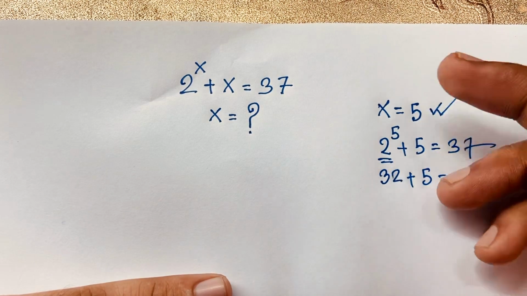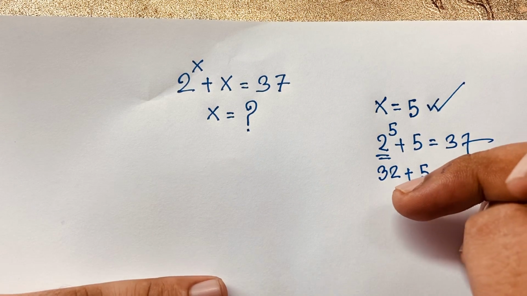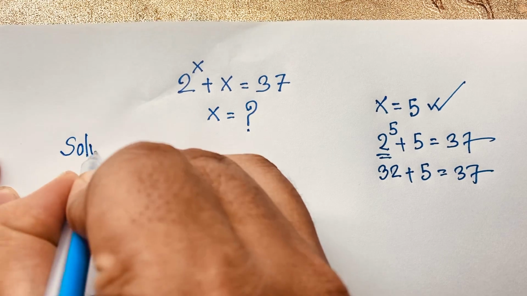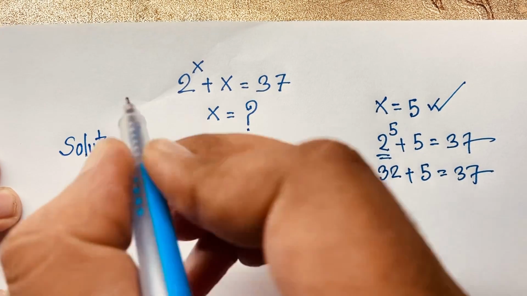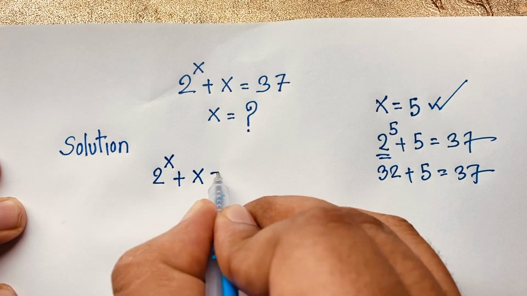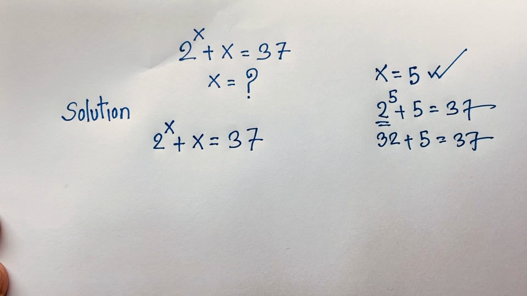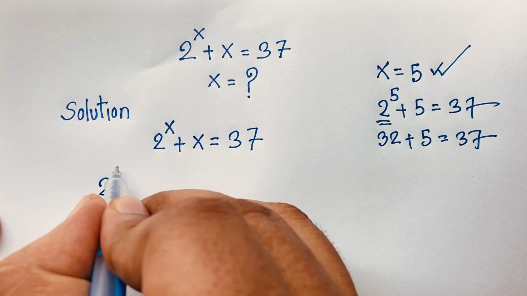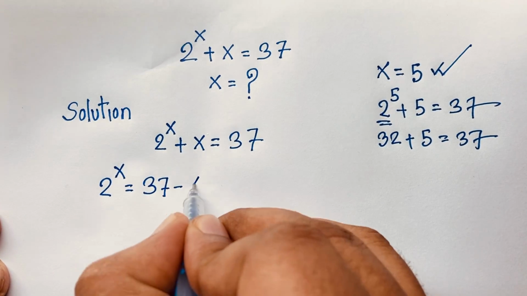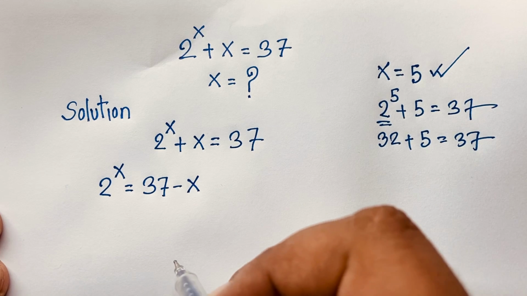But how to solve this question? How to find out here x is equal to 5? So let's solution. Our question will be 2 to the power x plus x is equal to 37. This is our question. Now at this moment you can easily hear 2 to the power x is equal to 37 minus x. I just move on this positive x in this side, it will be negative x.